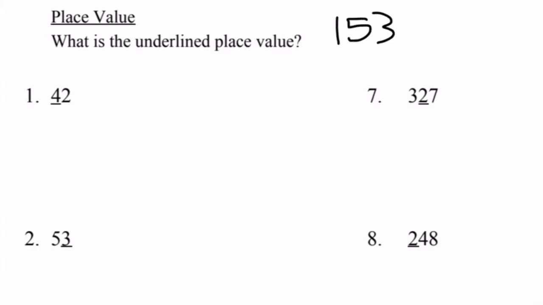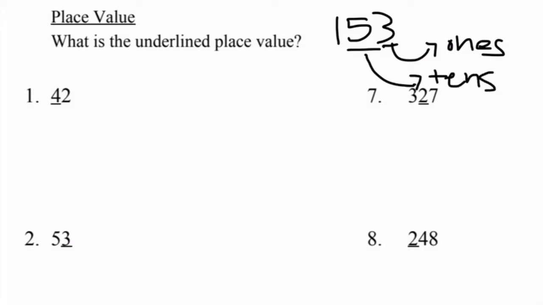153. The 3 in 153 simply represents 3, therefore it represents our 1's value. The 5 in 153 represents 50, therefore it represents our 10's value. The 1 in 153 represents 100, therefore it represents our 100's value. Given this example, we can now solve the rest of the problems. I'm going to erase this.